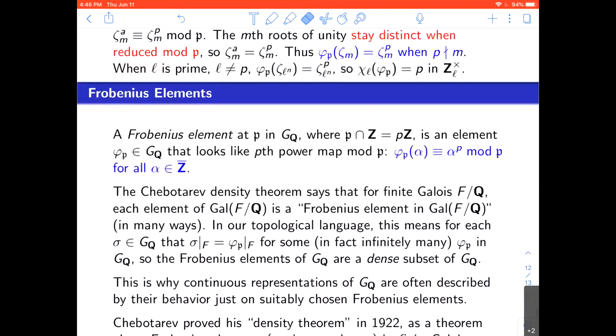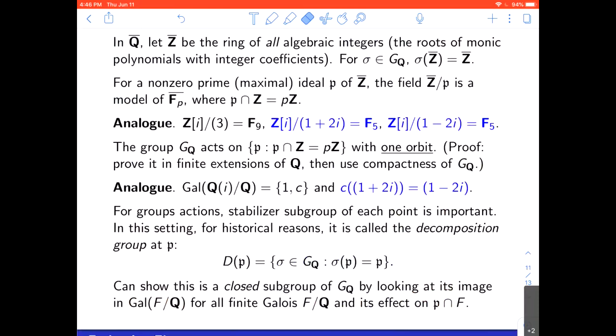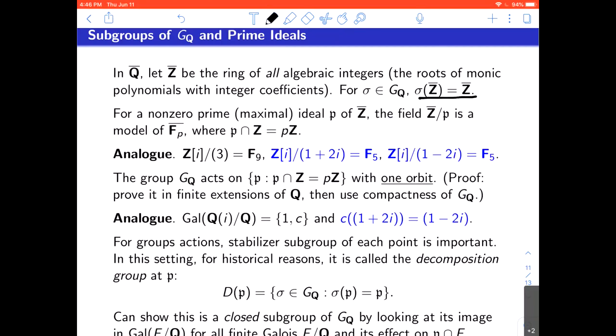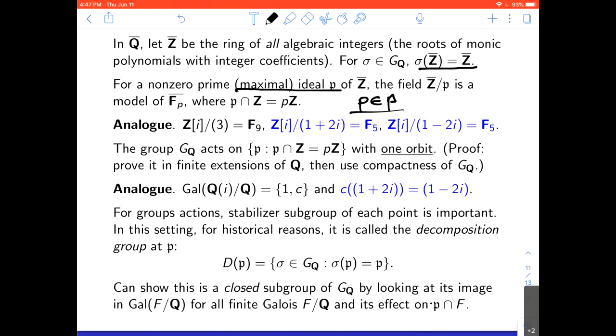Okay. So now I want to tell you how to lift that Frobenius phi into the Galois group of Q bar over Q. So if you let Z bar be all the algebraic numbers, then an element of GQ will send that back to itself. And if you take a prime ideal inside that massive ring, it's a maximal ideal if it's not the zero ideal. And when you mod out by that, you get a field that actually looks like FP bar, where P is the prime number inside of that prime ideal. So every prime ideal that is not zero in that big ring Z bar contains one prime number. And when you mod out by the ideal, you get an infinite field of characteristic P that looks like FP bar. So the Galois group of Q bar over Q acts on all the different prime ideals whose residue field has the same characteristic P.